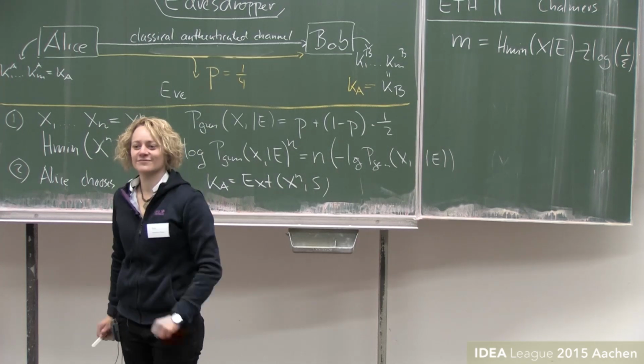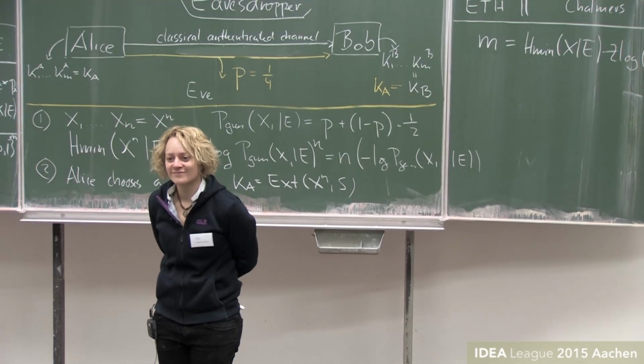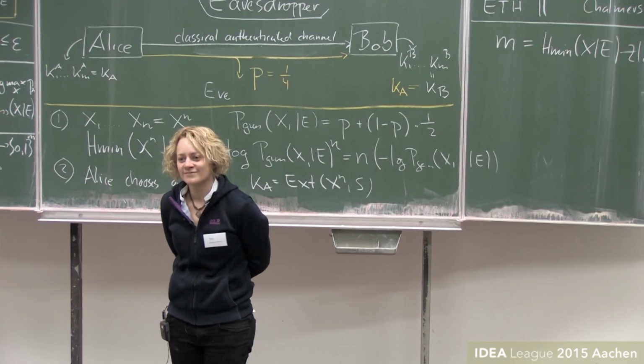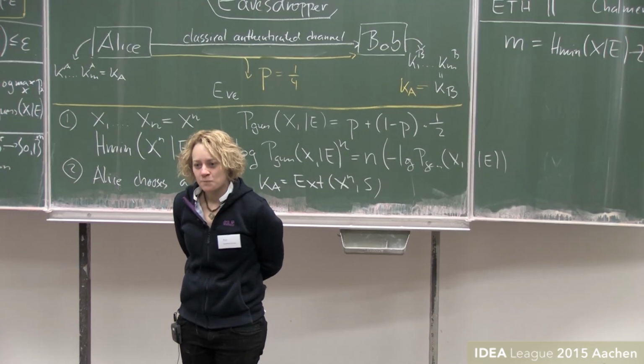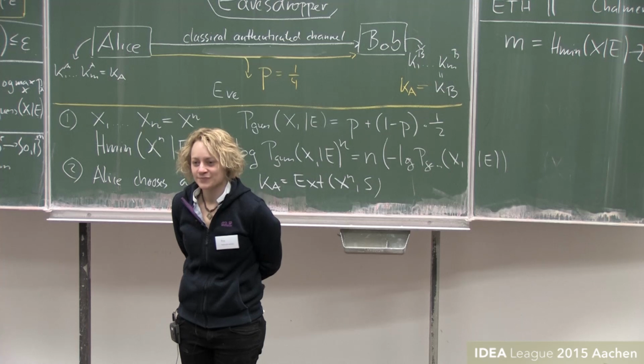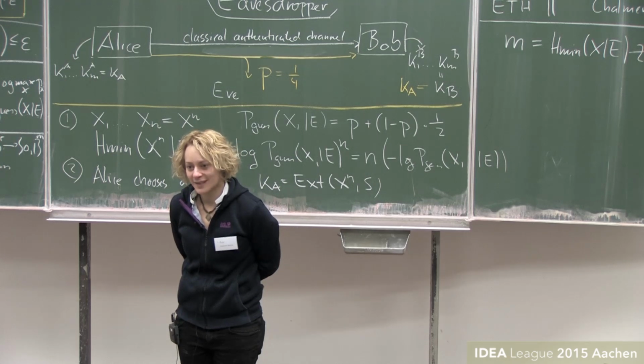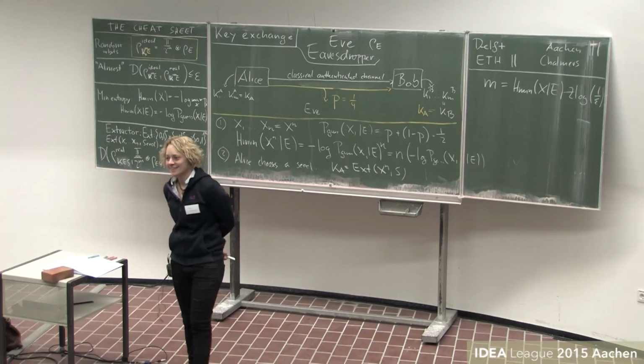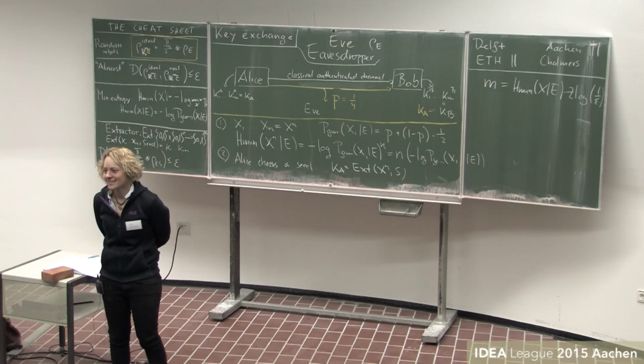Yes? Did you assume that Alice and Bob know the probability of Eve? I mean, in principle, it could be that they don't know anything about Eve, and they didn't know the probability, so that's why you don't know the min entropy. That's why you don't know exactly how much information you can extract.